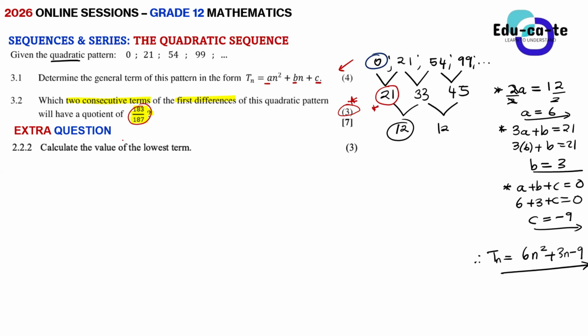In this scenario, in this quadratic sequence, we have a certain value A and a certain value B, such that when you divide A and B, you get 183 over 187. This is the mathematical statement for it. Because it's a quotient, they want to know what those two consecutive terms are, the two terms that follow each other, such that when I divide them, I find this 183 out of 187.